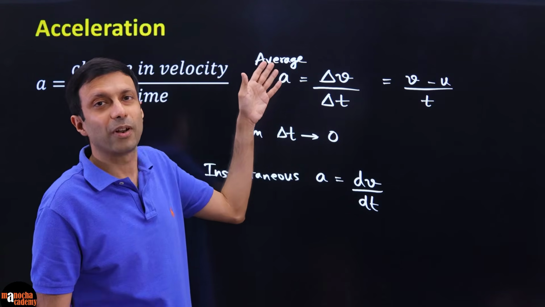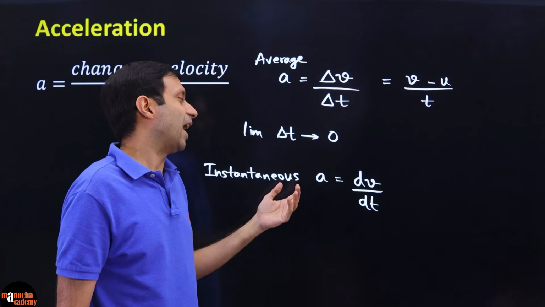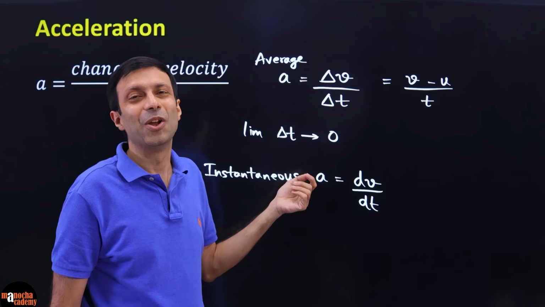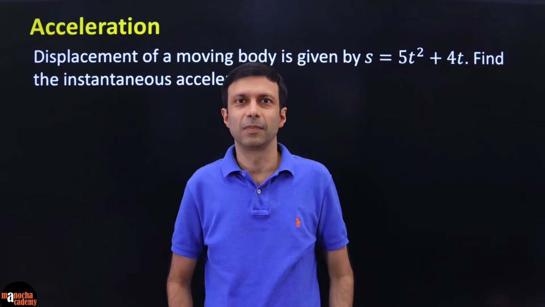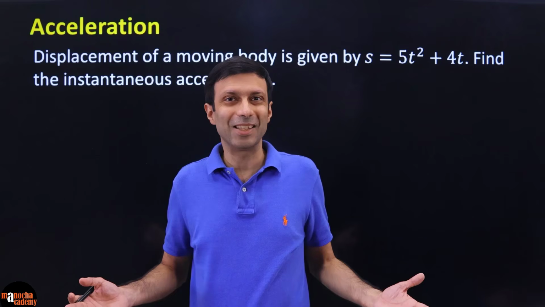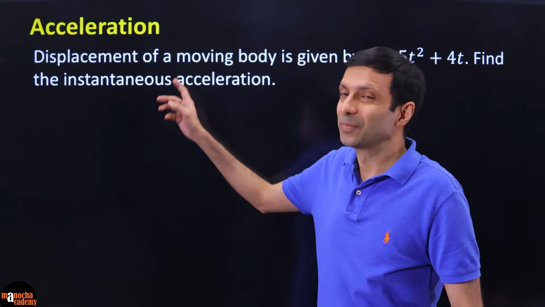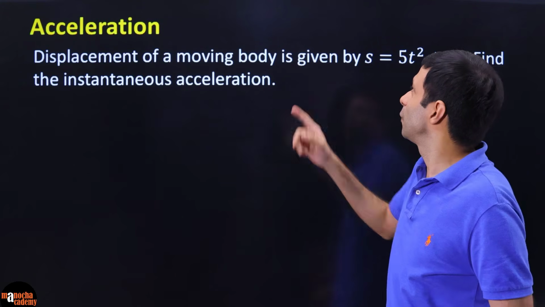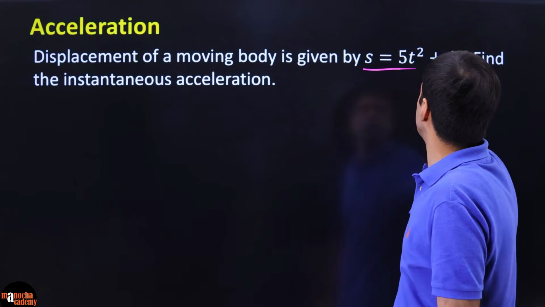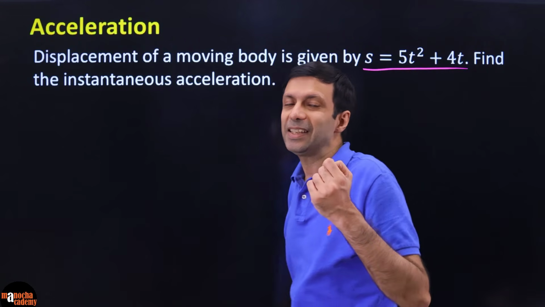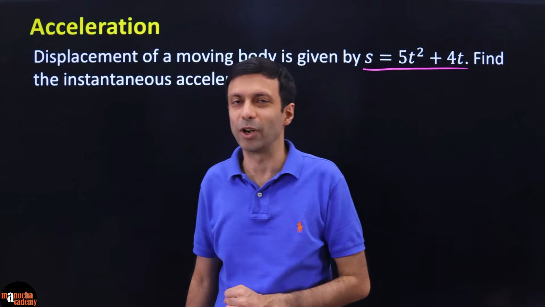So remember these formulas. This is the formula for average acceleration, and for instantaneous acceleration, you're doing a differentiation of the velocity with respect to time. The best way to understand formulas is with the help of an example. So let's take a look at this example here. We have been given the displacement of a moving body, s equal to 5t square plus 4t, and we need to find the instantaneous acceleration of this body.